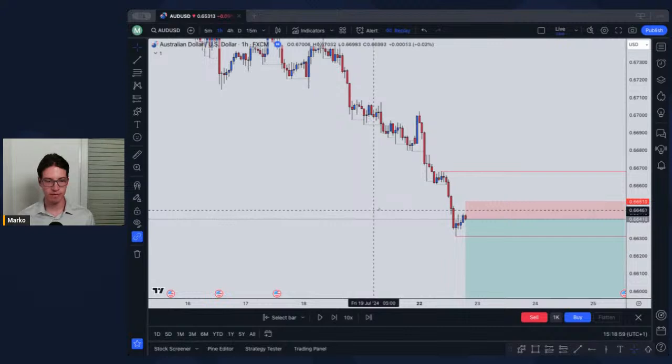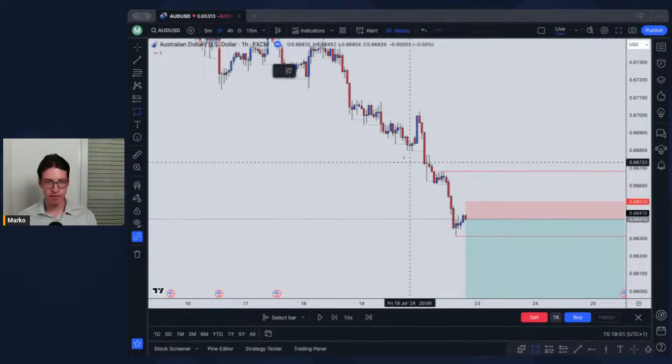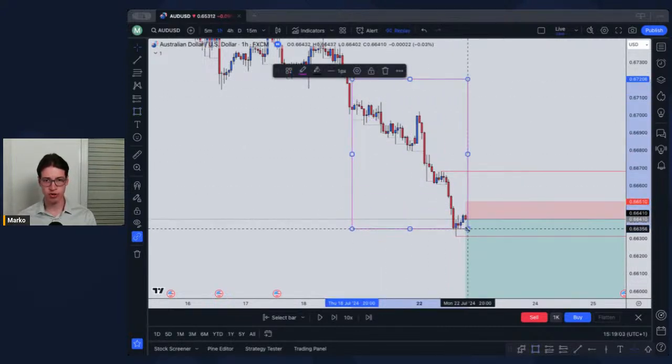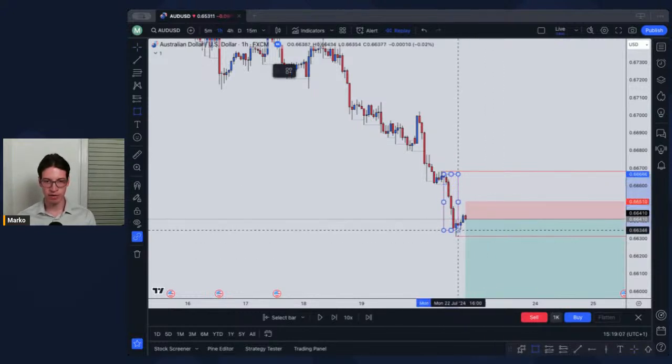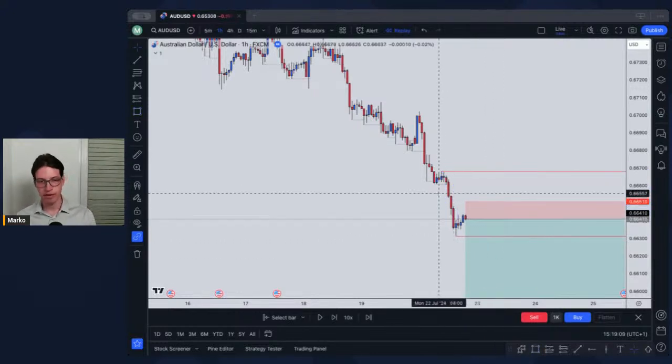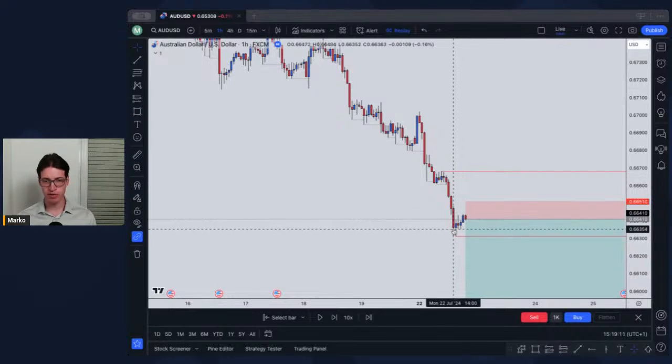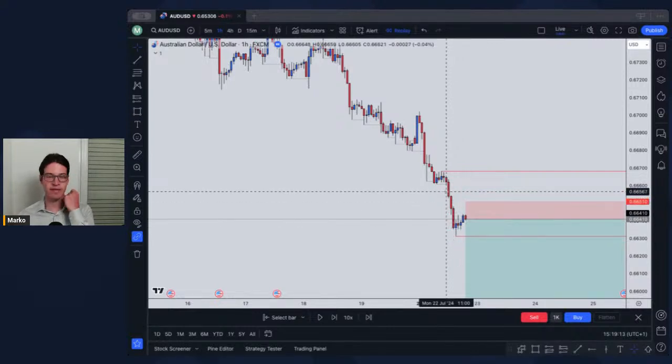Very, very simple flag right here. Again, we have a lot of selling pressure coming down. We have a big leg of bearish momentum. Clean close here as well. Big red candles. That is very, very high probability for the price to continue going down.